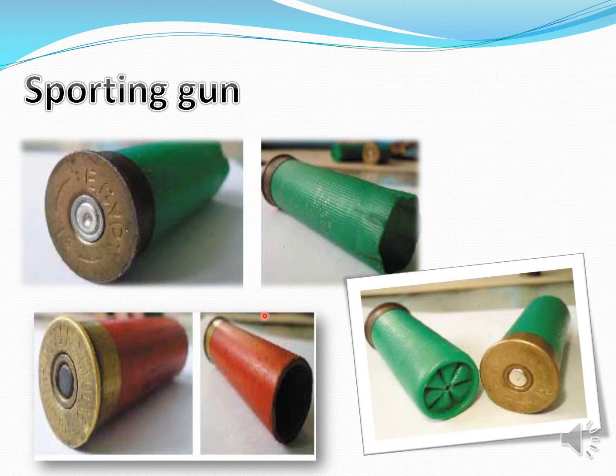The second image like this. It is an empty, non-fired cartridge of sporting gun. It is one of the non-rifled weapons. This picture is a complete, non-fired cartridge of sporting gun. It is one of the non-rifled weapons. This is how to comment on a cartridge of sporting gun.